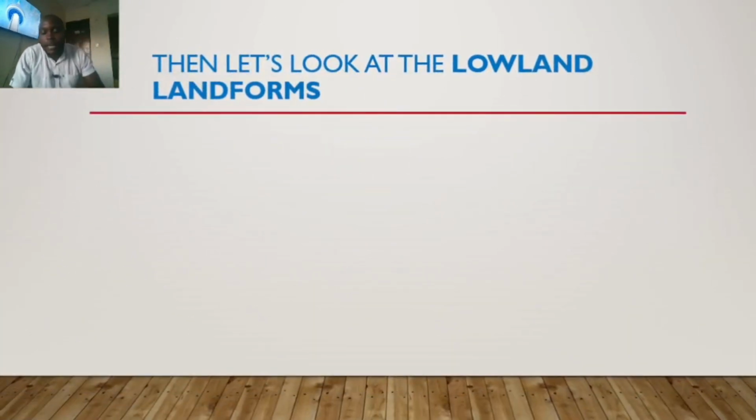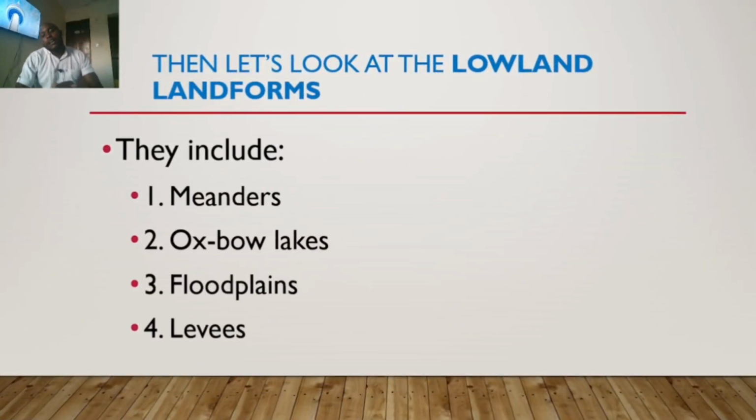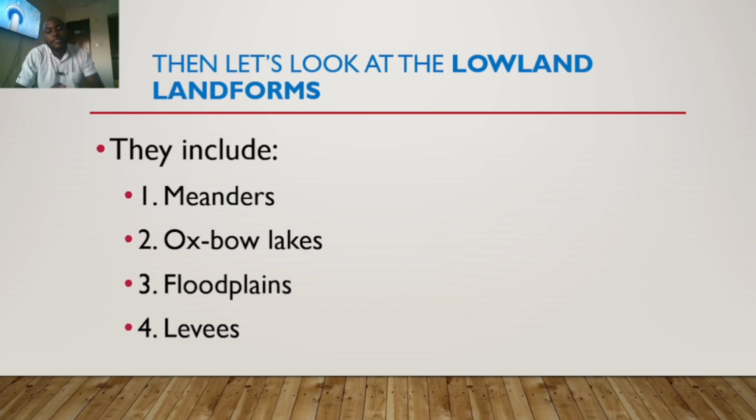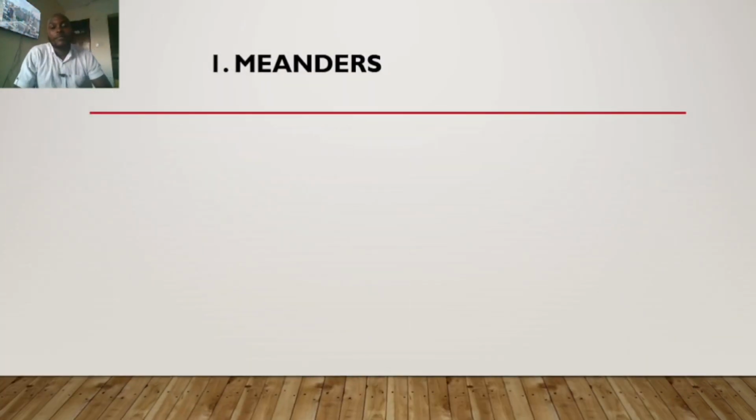All right, now let's look at the lowland landforms. We have meanders, oxbow lakes, floodplains, and levees. I don't know the right pronunciation, levees or levees. Okay, so meanders, oxbow lakes, floodplains, and levees. Let's start with meanders. When you hear of a meander, that's just a bend in a river. So a meander is a bend in a river.